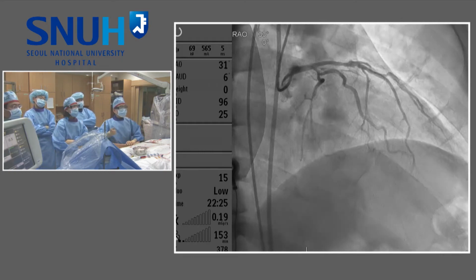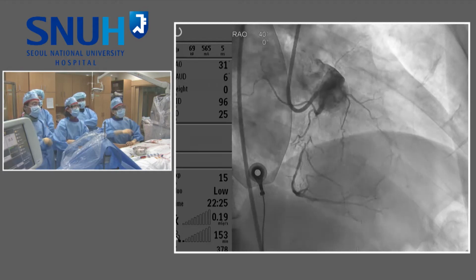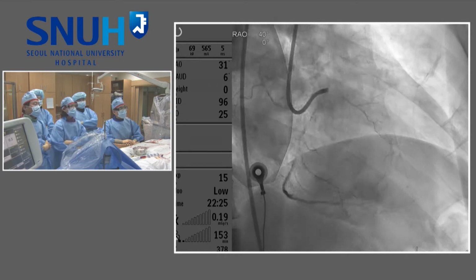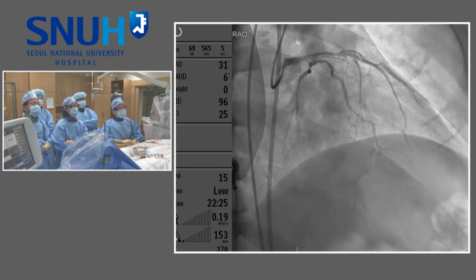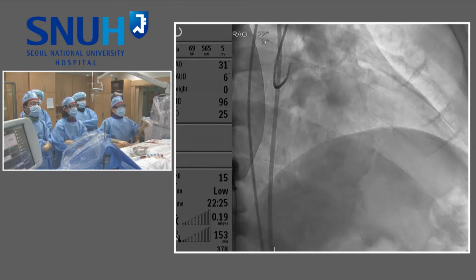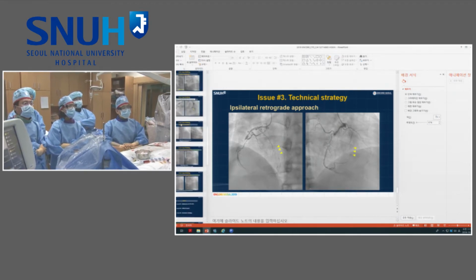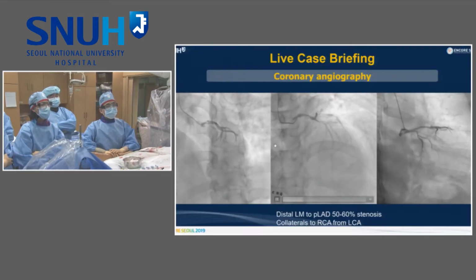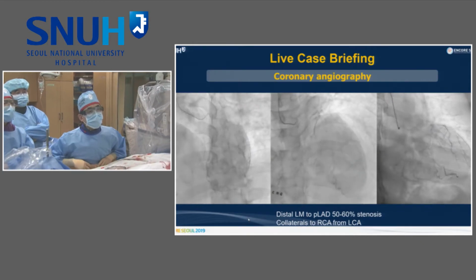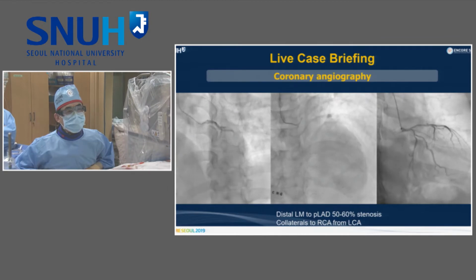That's a good point. Is this the only image of left? Yeah, only left. Slide. Okay. Slide once again. They mentioned the significant lesion on the diagonal. So please show the left system. Okay. Diagonal segmental stenosis there. Yeah, there.